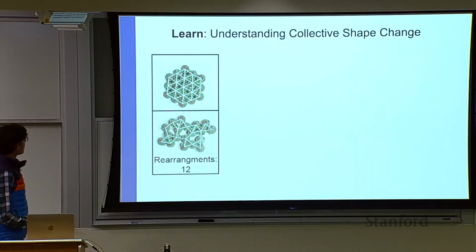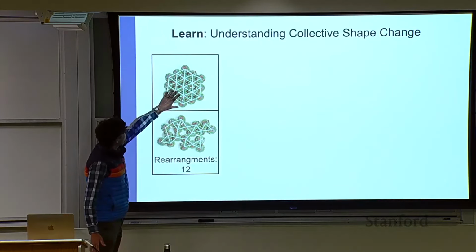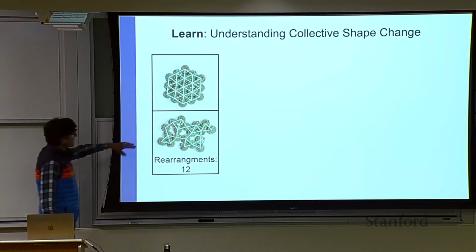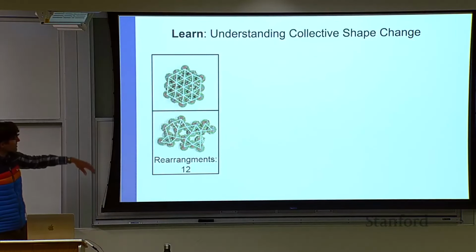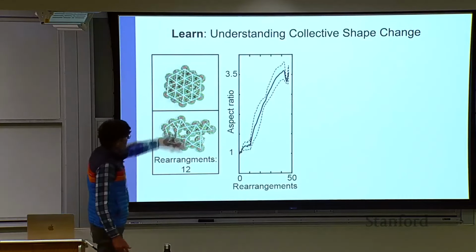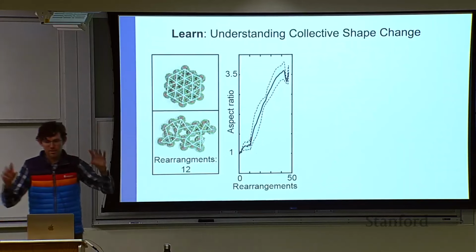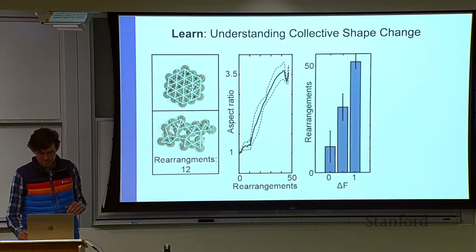So we looked again at the rearrangements, because that's what we're caring about. As it's going from this shape to here, you can count changes in topology for each step, and then you can plot that. And basically, it correlates with elongation, which makes sense. As you get more rearrangements, you get a more elongated shape.